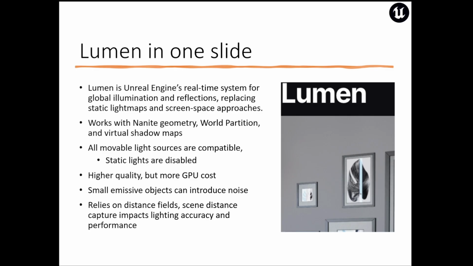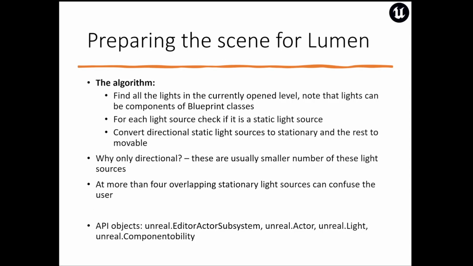It can reduce noise for small emissive objects, and it relies on distance fields and capture, which impacts light accuracy and performance. But for us, the most important aspect is that all the movable light sources are compatible, but it doesn't work with static light sources. That means if the light source has static mobility, Lumen doesn't know how to handle that properly, and we can have unexpected results. So our goal is to find all the light sources in the level, convert directional light sources to stationary, and convert others to movable.